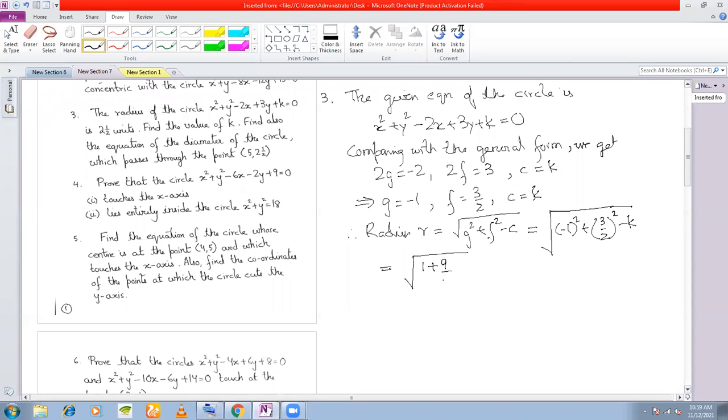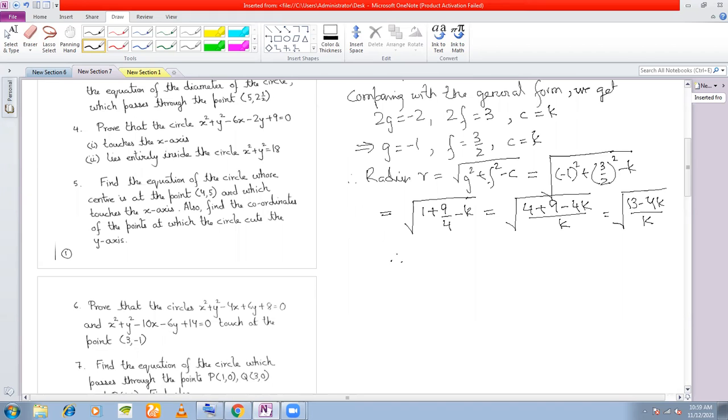1 plus 9 by 4 minus k is equal to root over of, take the LCM, 4 plus 9 minus 4k by k, which is equal to root over of 13 minus 4k by k. This is the radius. And what is the radius given? 2.5 units. So this 13 minus 4k divided by k must be equal to 2.5. Okay, so you can solve for k here.